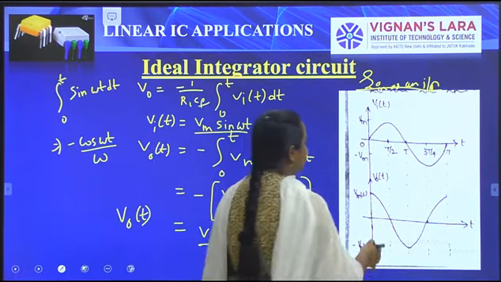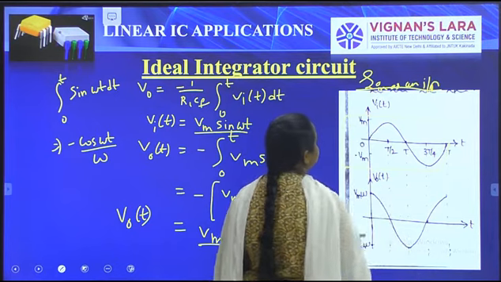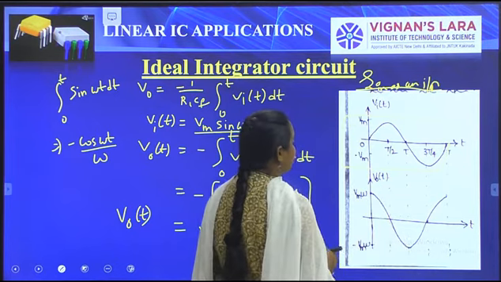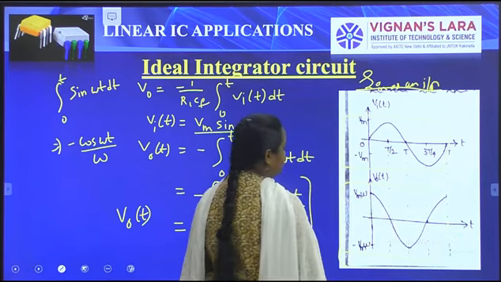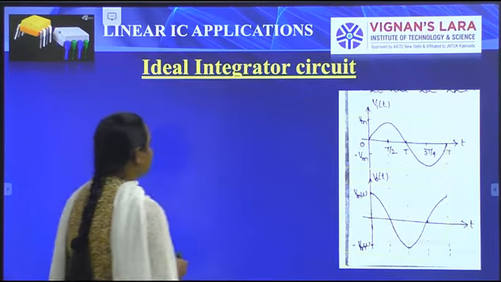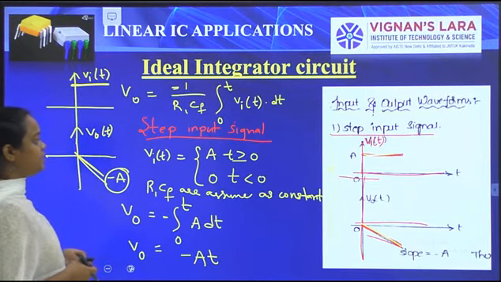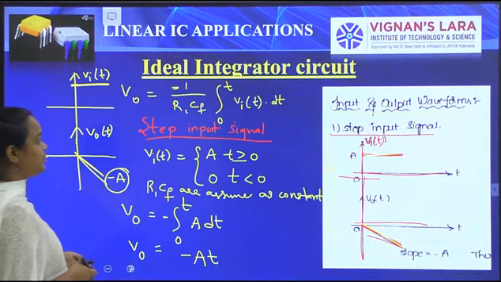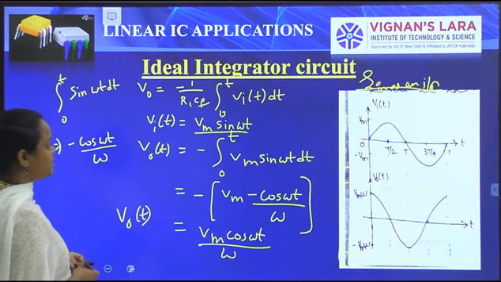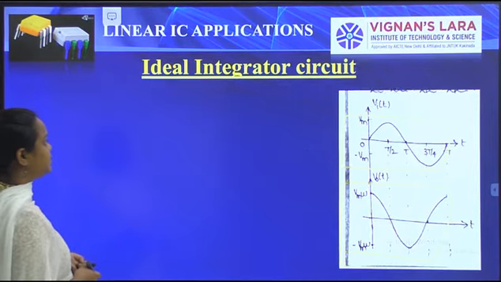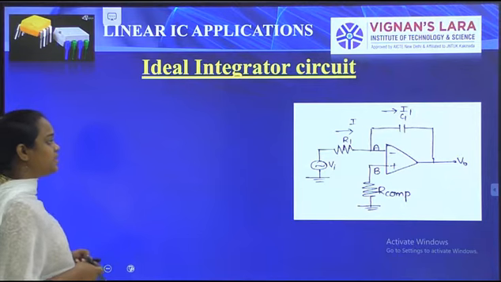So from the sinusoidal input, when we give a sinusoidal input, the output becomes like this. The output starts from the cosine waveform. So these are the outputs we are getting from the different input waveforms. We are getting these different outputs by using different input waveforms. So this is about the ideal integrator concept.